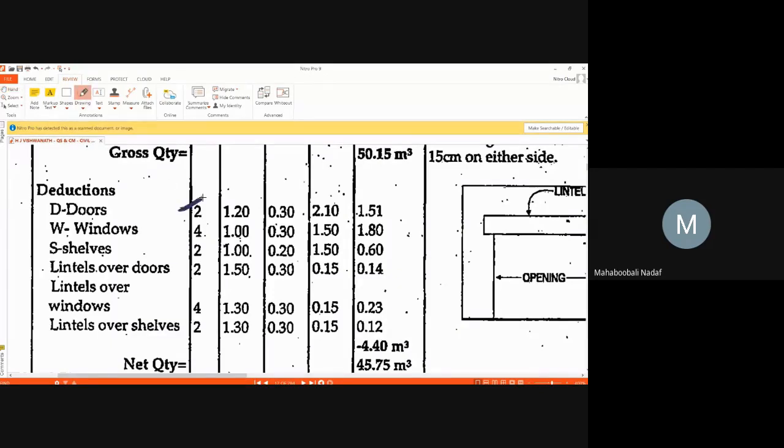Two doors from the plan, four windows, two shelves. So how many doors? Same lintels. How many windows? Same lintels. How many shelves? Same lintels.